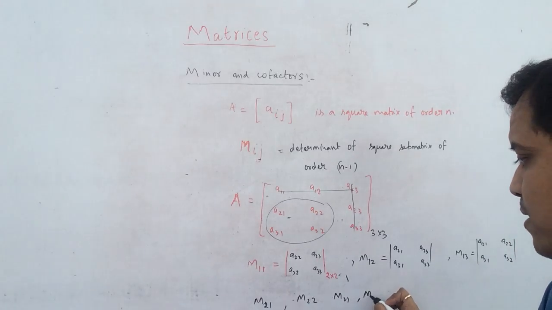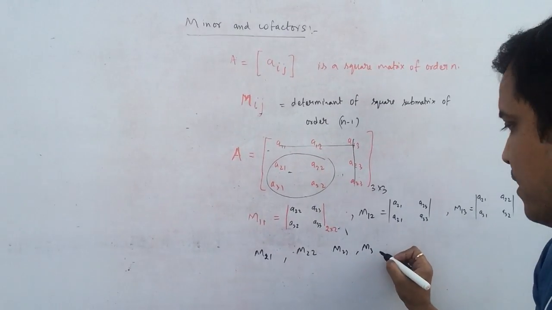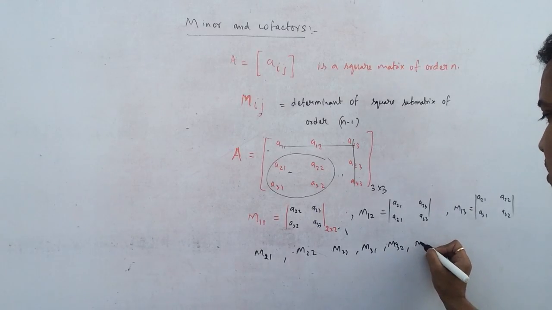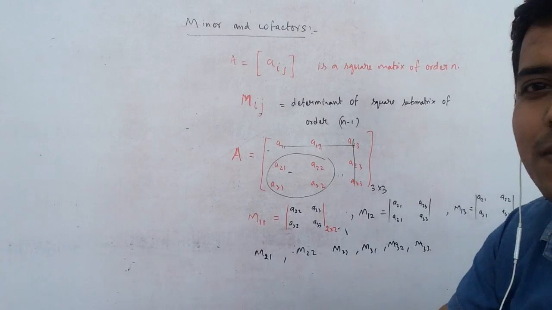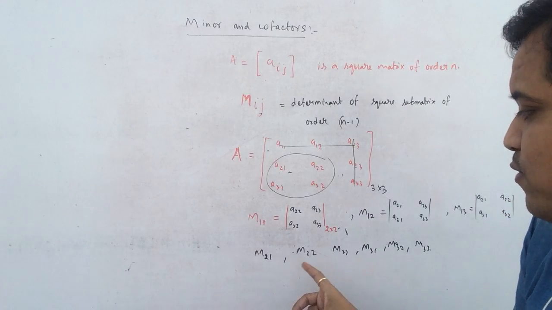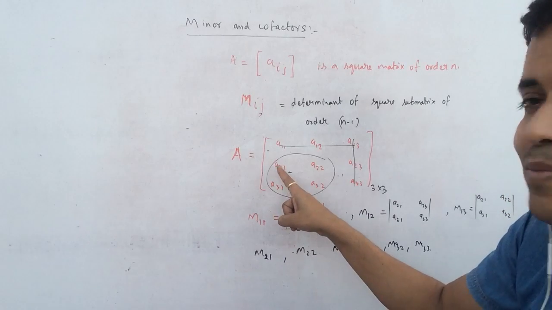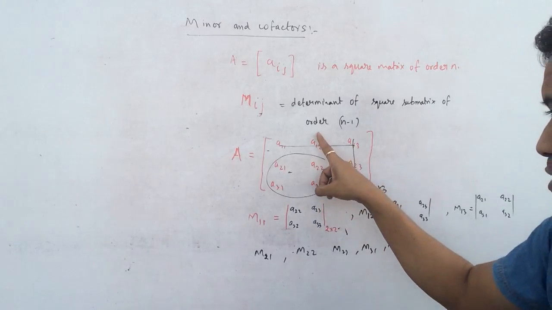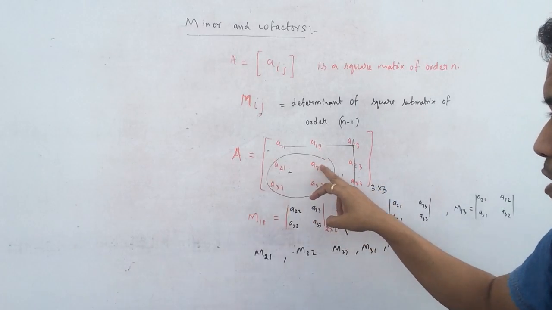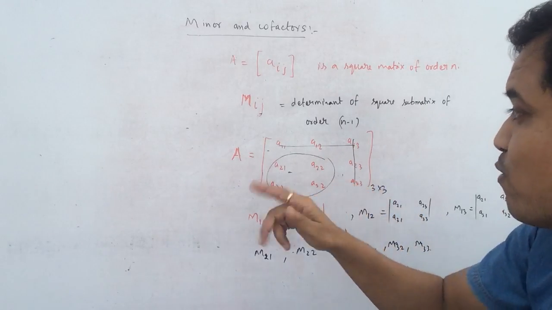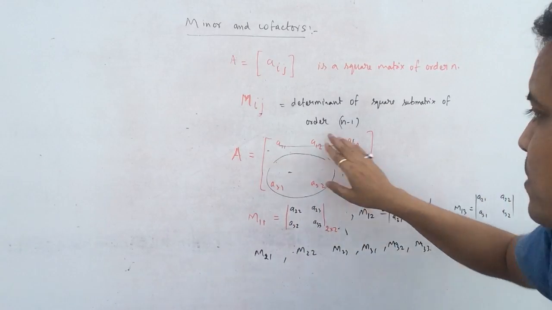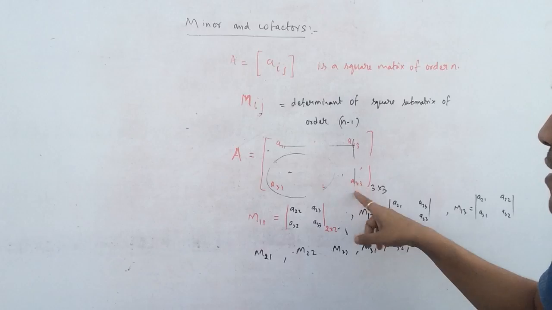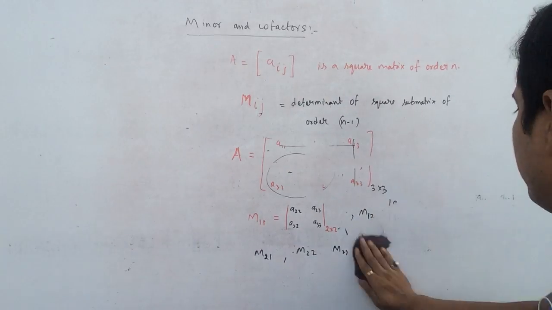Similarly you would find M21, M22, M23, M31, M32, M33. This is the procedure. If you want to find M22, you have to remove the second row and second column. If you remove the second row and second column, you get the elements A11, A13, A31 and A33. So I hope you will do it like this.